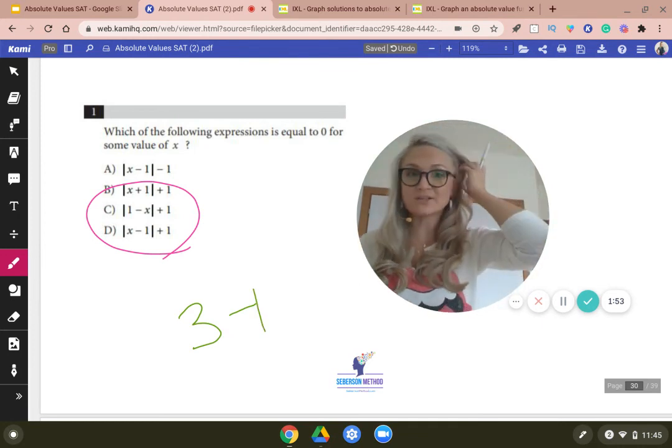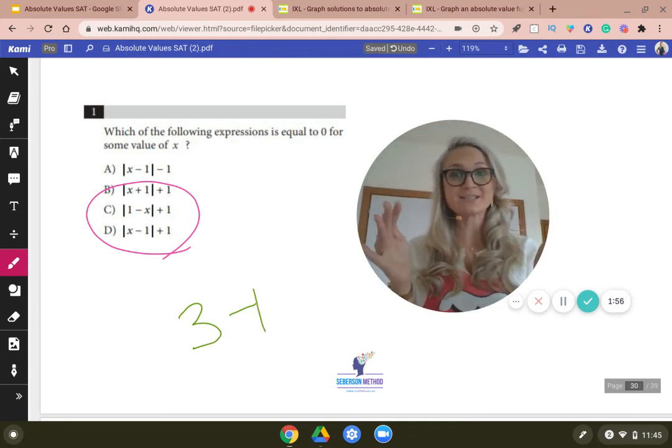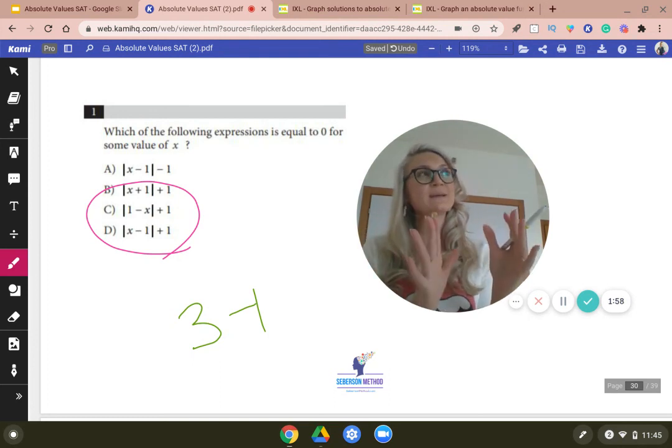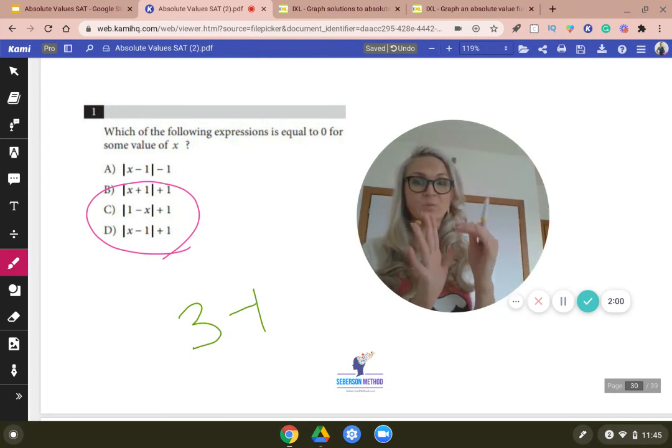It shows up in grammar, it shows up in math, it shows up in the reading section sometimes, where 3 of the answer choices have a lot in common and 1 is an outlier.